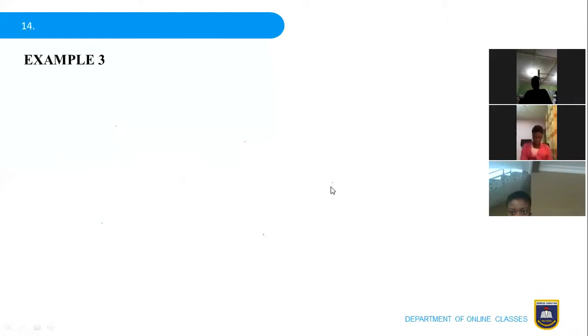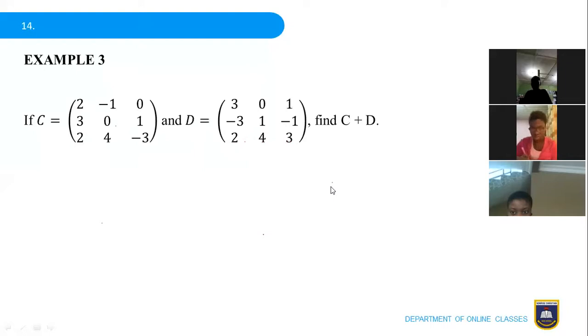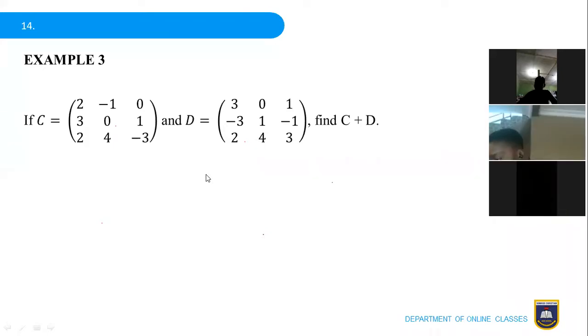Example number 3. So this is a 3 by 3 square matrices, the matrix C and D. If C is equal to this matrix and D is equal to this matrix, find C plus D. So the same approach we used for the 2 by 2 matrices, the same thing we are going to do to the 3 by 3 matrices by adding or subtracting their corresponding elements. Everybody should try this one.